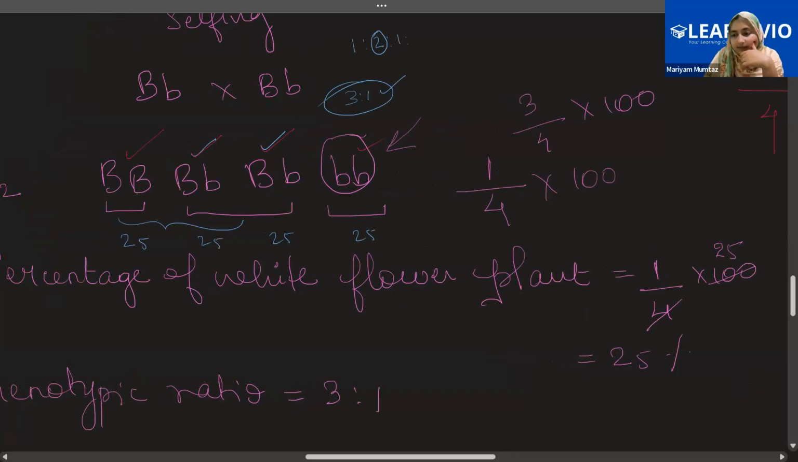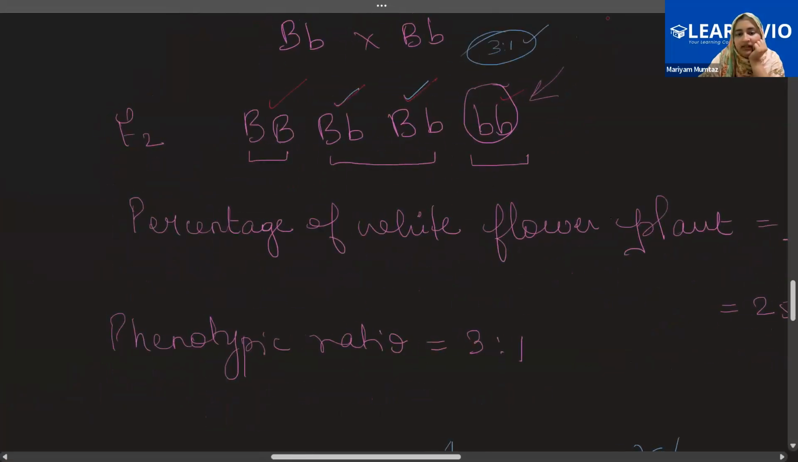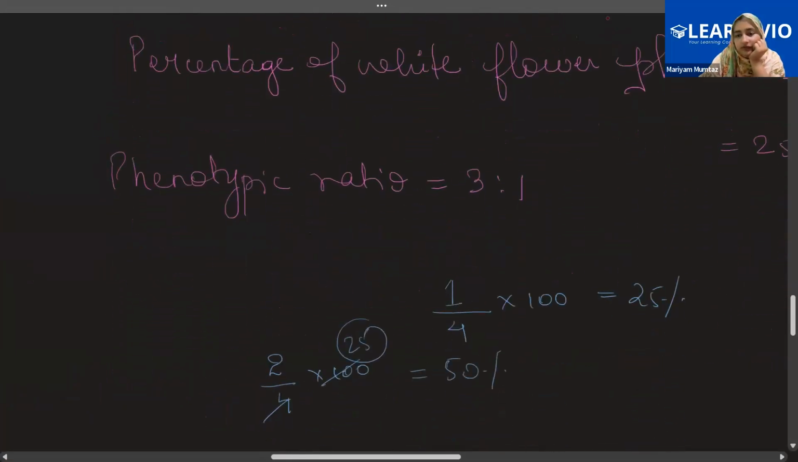Look, I have a question. Aren't they all supposed to be 25%? Yeah. But what if I ask you what is the percentage of heterozygous dominant blue plants? Heterozygous dominant blue plants. Okay, 2 by 4 and 2 by 4 into 100, correct? What is the percent then? 50%. And the ratio is 3:1 that you already know.